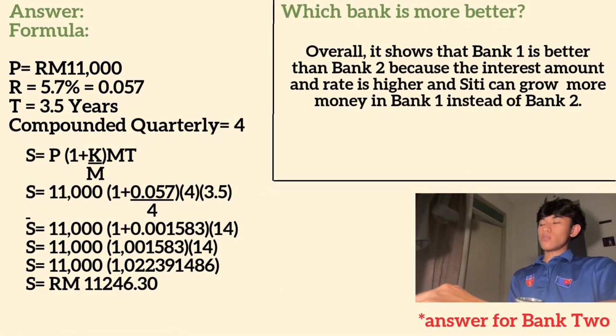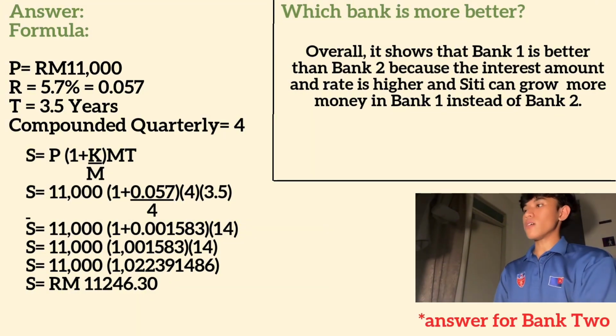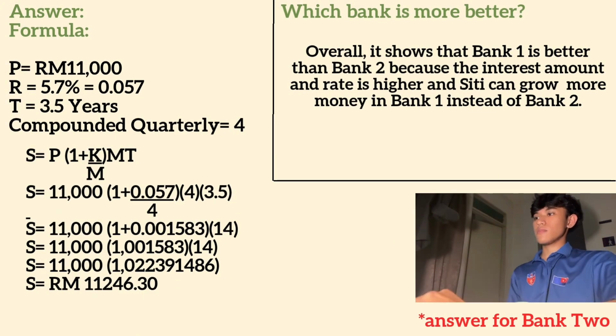So for bank 2, the R and the compounding are different, which is R is 5.7% or 0.057, and the compounding they use is quarterly, which is 4. But the formula remains the same. Where you have all the amounts, just put it in the formula. First, 1 + 0.057/4 is 1.001583, and 4 times 3.5 is 14.